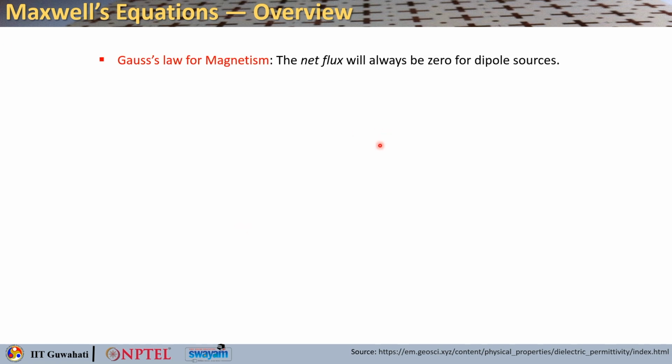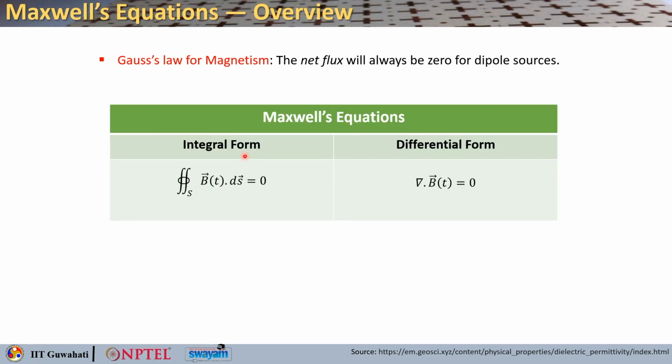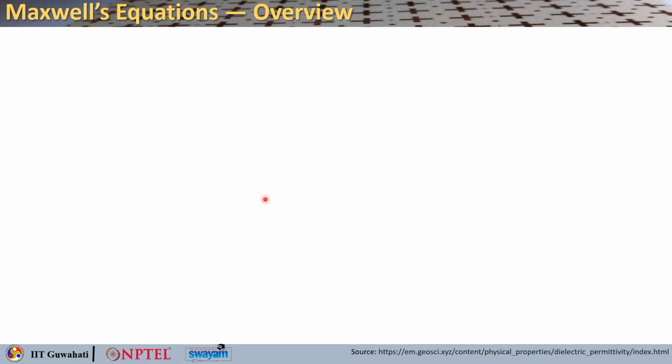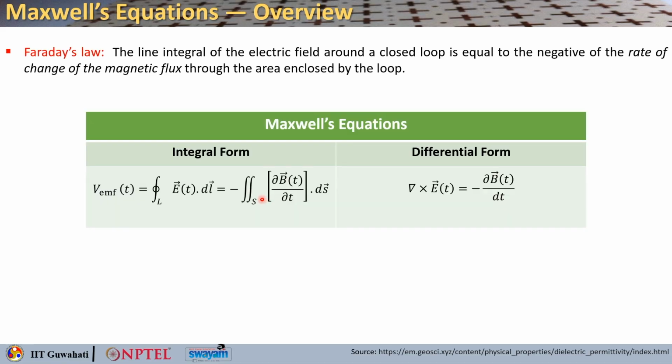The next one, the Gauss law for magnetism, tells you that the net flux is always 0 for dipole sources, and this is the integral form and the differential form of the second law. So, del dot B equals 0, and the surface integral of B dot ds is 0. If there were a magnetic monopole source, you would get a non-zero area integral, but as no magnetic monopole is possible, you just get 0 in this case.